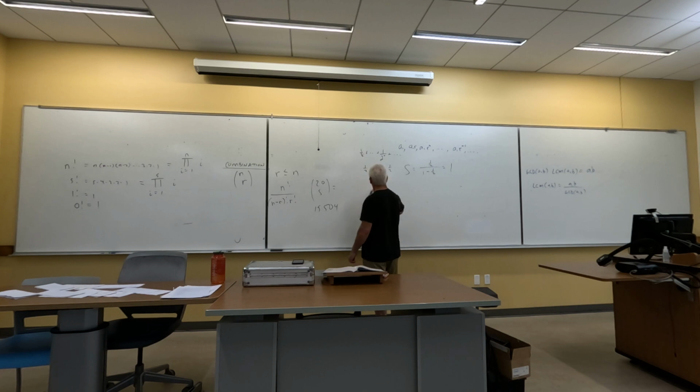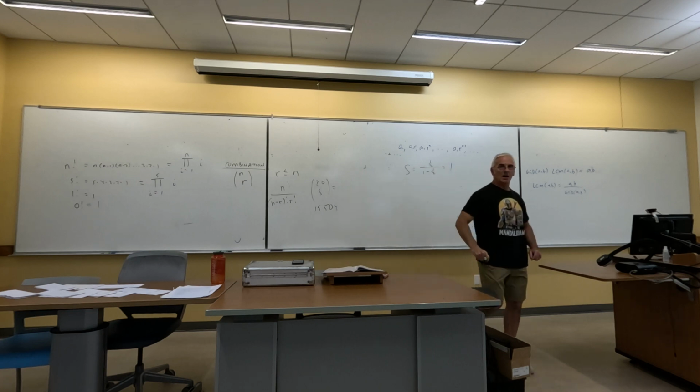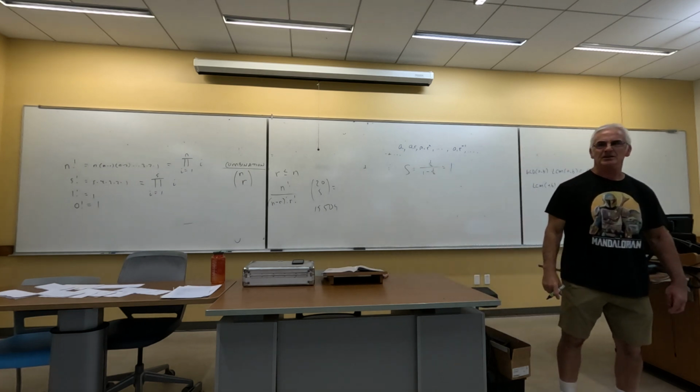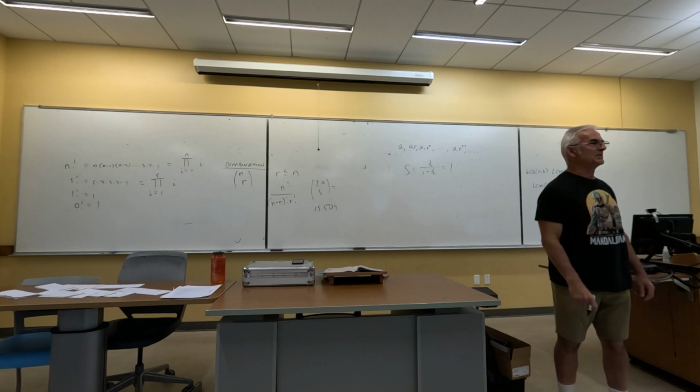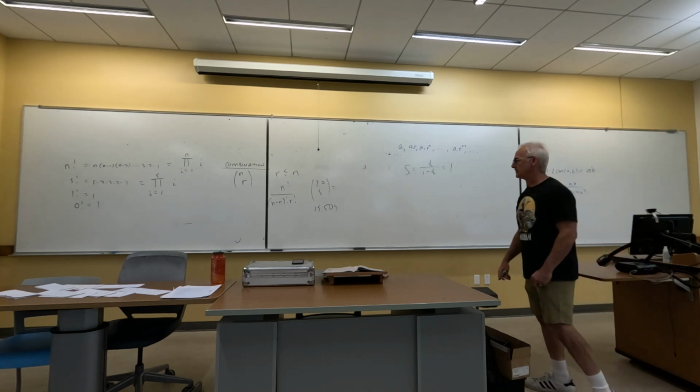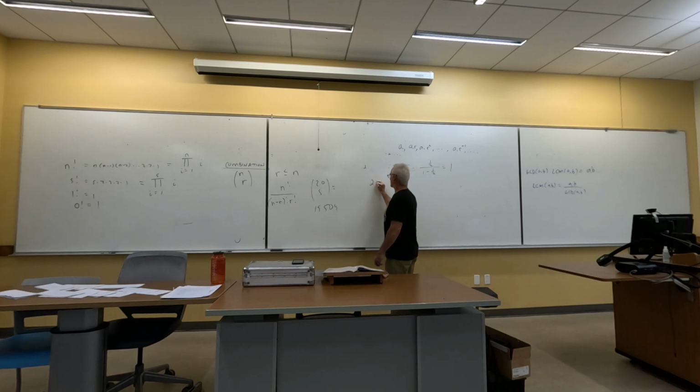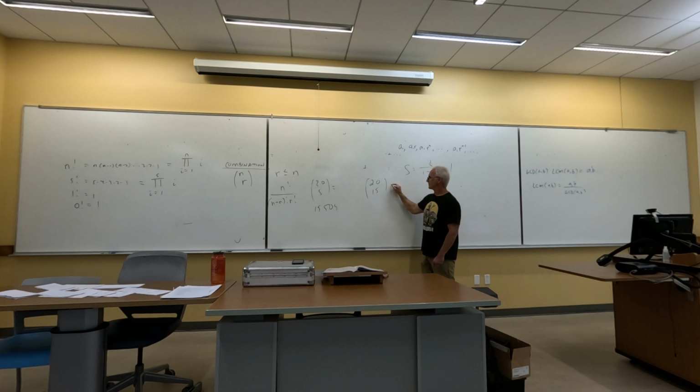Now, I've changed my mind. You guys were really misbehaving the other day, so I'm going to leave 15 of you behind. There's 20 of you in here. 15 of you are going to be punished and you're going to be left behind. So what's 20 choose 15? How many ways can I do that? 15,504 probably. It's the same answer, isn't it?